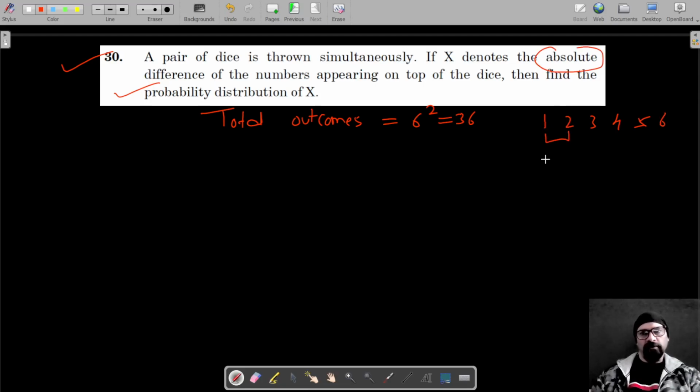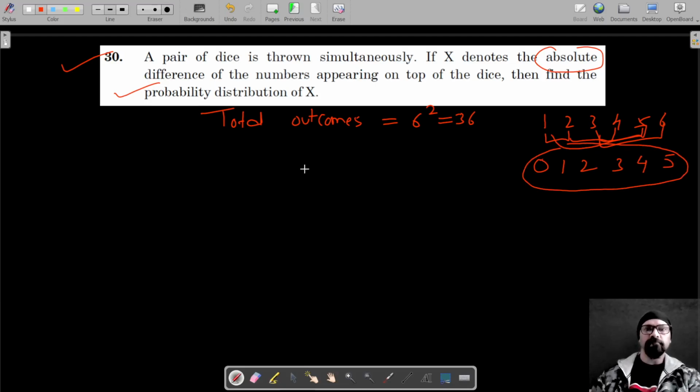So 2 minus 1 or 1 minus 2, it's the same thing. So the difference could be, for the doublets, 0, or 1, or 4 minus 2 is 2, 5 minus 3 is 2, and it could be 3, 6 minus 3 is 3. It could be 4, 5 minus 1 is 4, and 6 minus 1 is 5. So these could be the possible outcomes for the differences. And to get how many times we will get these differences, let's write down the outcomes for two dice.